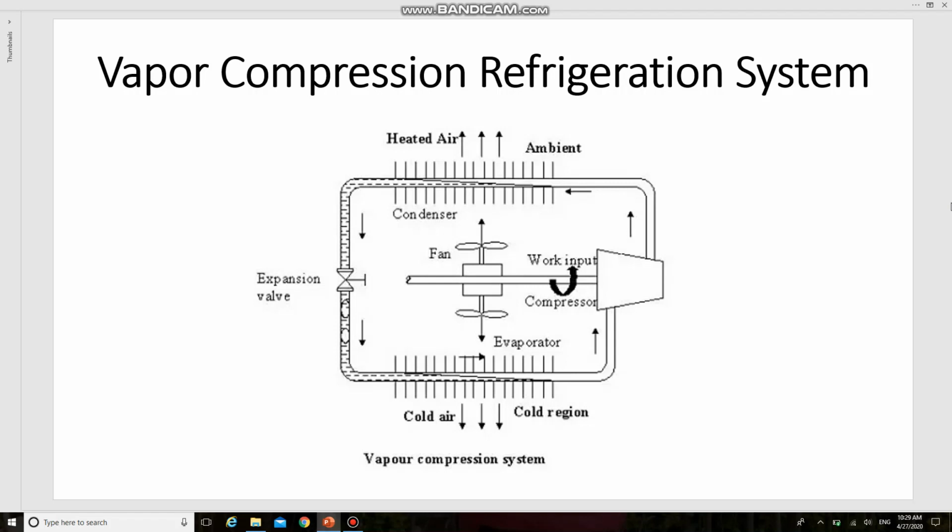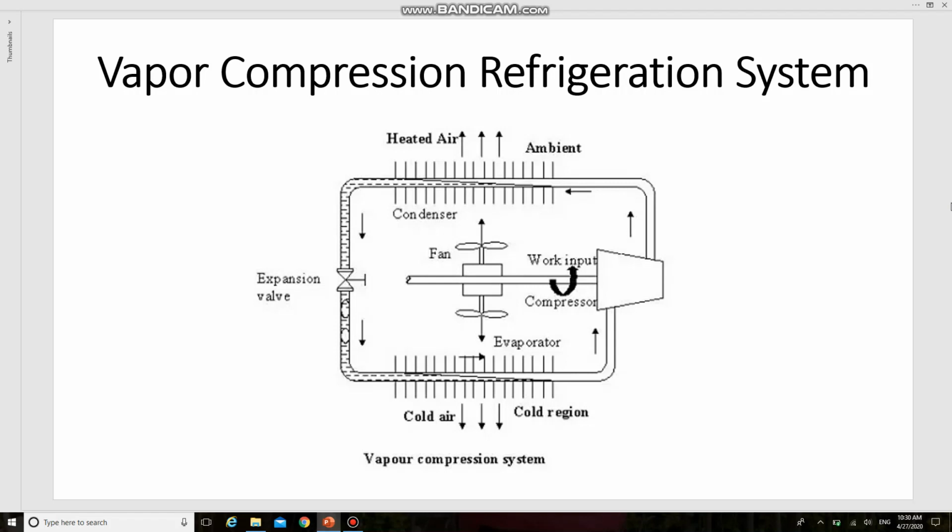Alternatively, a refrigerant system can be used for providing cooling in summer and heating in winter. Such systems have been built and are available now. So this is the working of vapor compression refrigeration system.